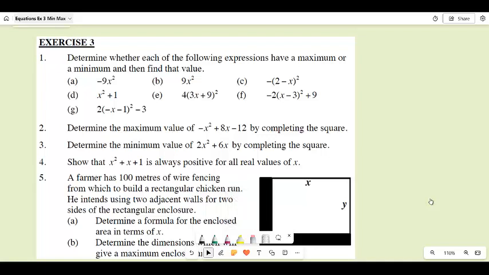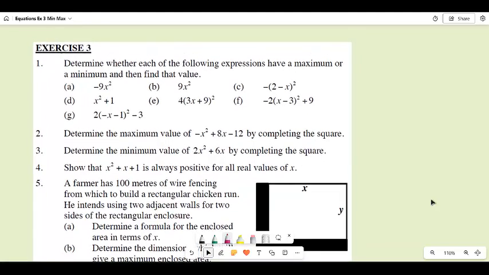Welcome back, folks. All right, so in exercise 3, we are still busy with the minimum maximum values. Question number 1 says, determine whether each of the following expressions have a minimum or maximum value, and then find the value of the minimum or maximum value. Okay, so let's start with our first one.